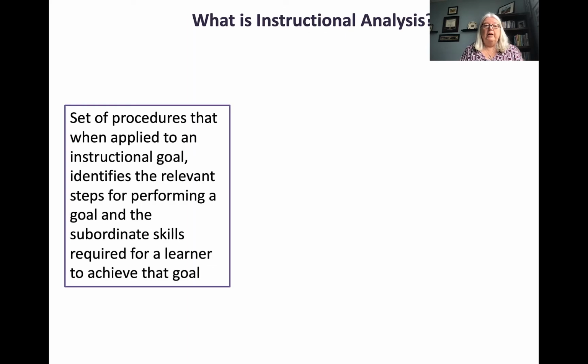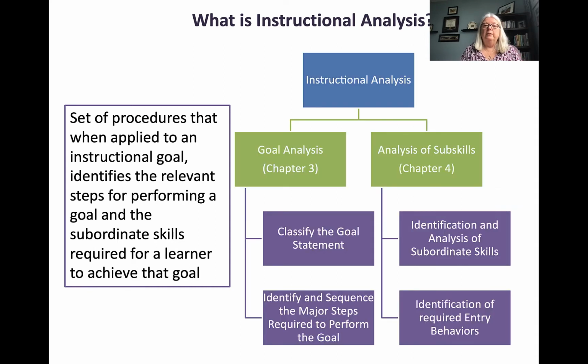So instructional analysis, just to review, is a set of procedures that, when applied to an instructional goal, identifies the relevant steps for performing the goal and the subordinate skills required for the learner to achieve the goal.